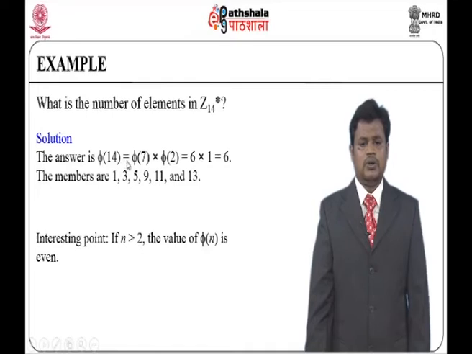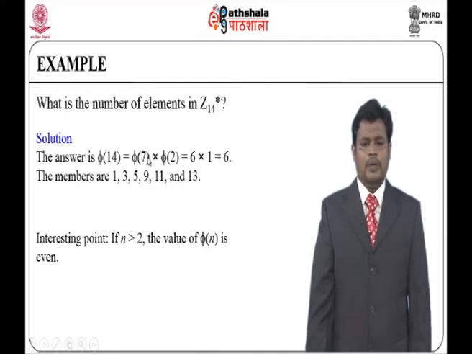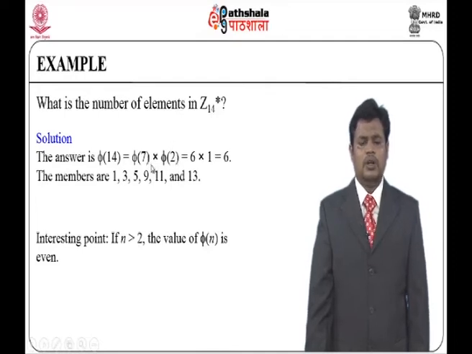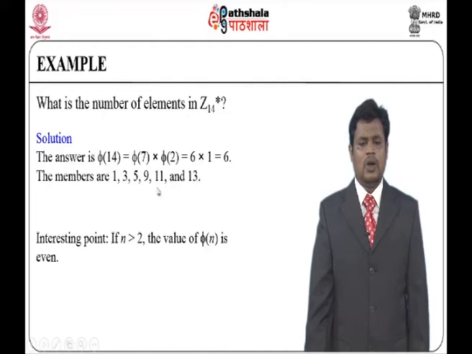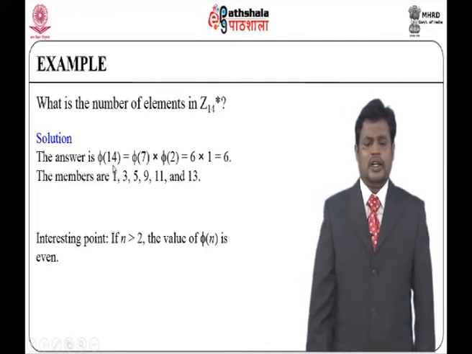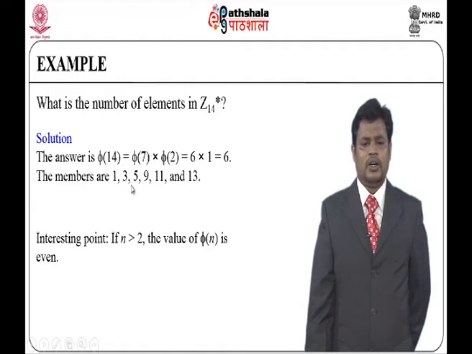Phi of 14: 14 is a multiple of 7 into 2, both prime numbers. When I apply the second rule directly, I will get 6 and 1, that is equal to 6. So what are the elements? They are 1, 3, 5, 9, 11 and 13. These numbers are relatively prime with 14. If I take 3, GCD of 3 comma 14 is 1. If I take 5, GCD of 5 comma 14 is 1.